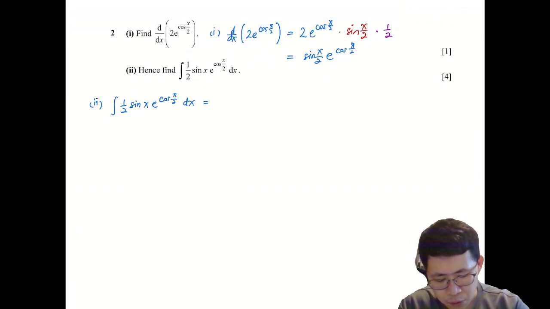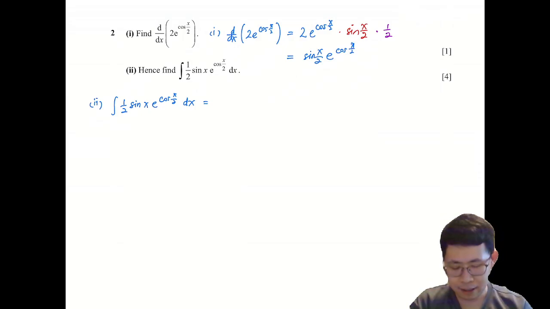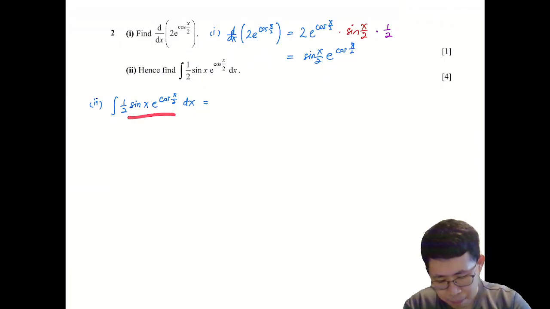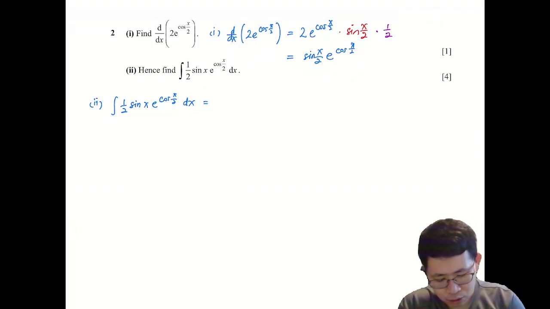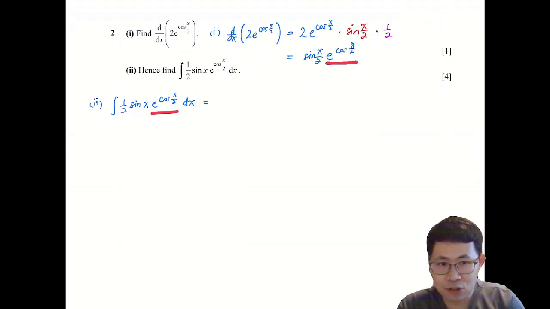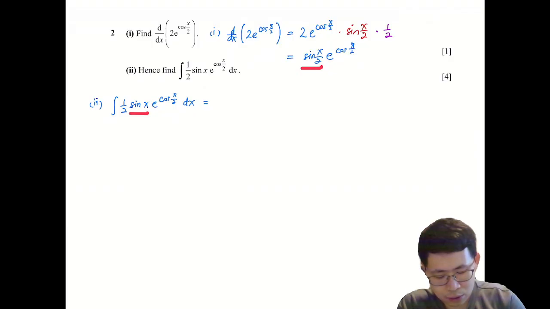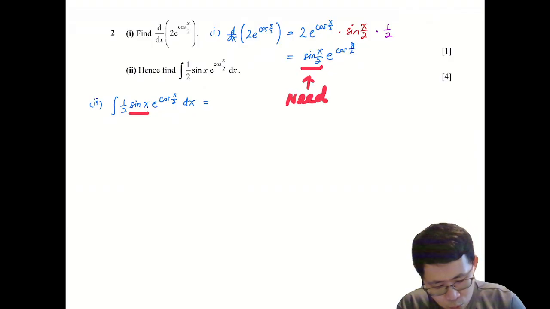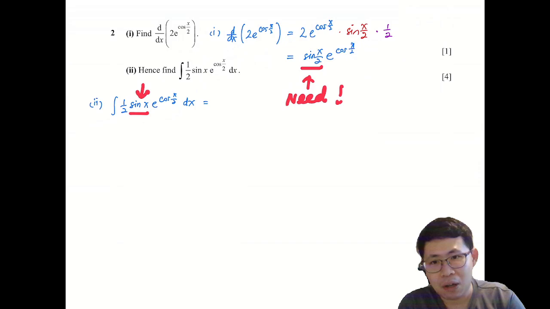Now, because we want to use integration as a reverse of differentiation, how do we reverse this back to here? We have to match this to the form in part 1. So this e to the cosine x over 2 has already been matched. They are identical, so it's fine. However, we have a sine x as compared to sine x over 2. This over here is what we need. So how do we express this thing to what we need?